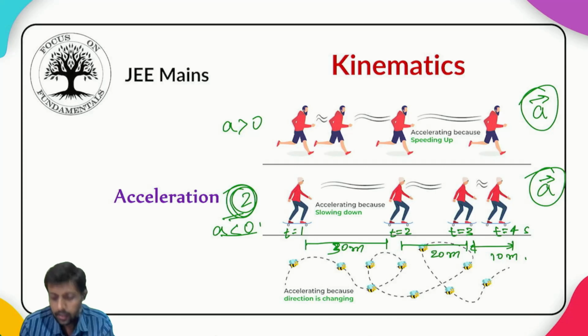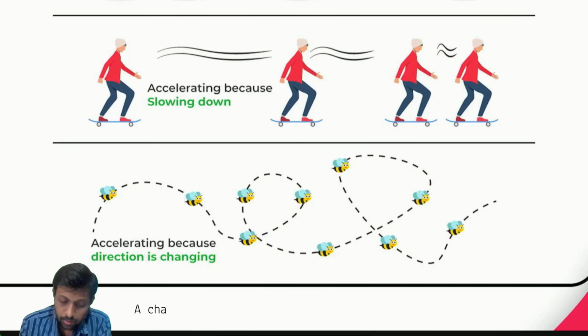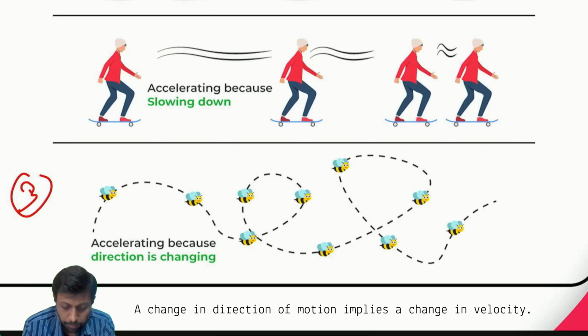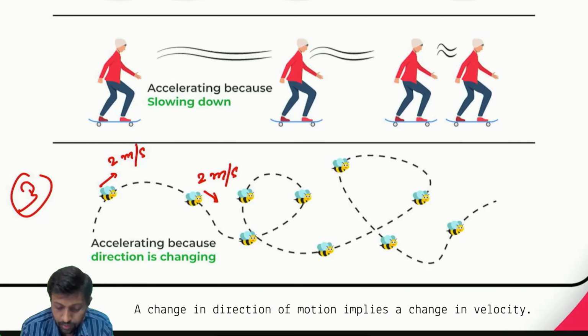What do you think? In the third scenario, is this bee accelerating? Let's look at it. So this is our third case. And it is given that the speed of the bee is not changing. Okay, the speed of the bee is the same. So the bee is going, let's say, at 2 meters per second. That's the speed here. Here also it's going in this direction, but at the same speed. So everywhere the speed is the same. It's going in this direction, then going in this direction, 2 meters per second, everywhere the same speed.